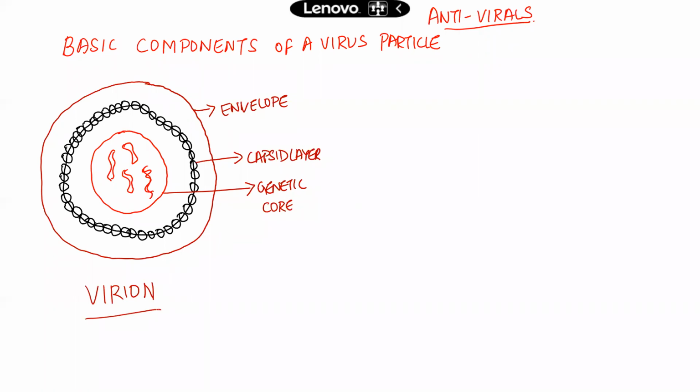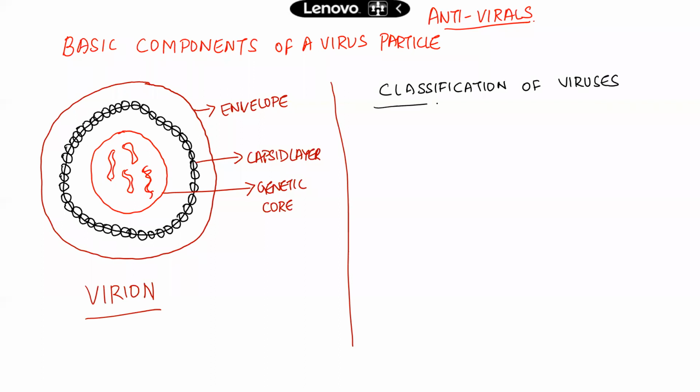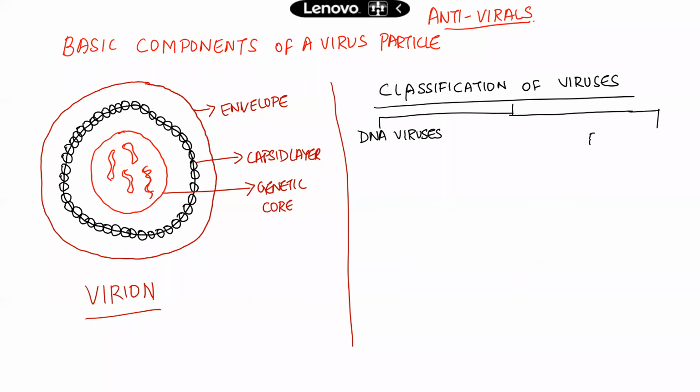Right? Now next, the important thing that you have to see is the classification of viruses. How are the viruses classified? If you have completed your virology in your microbiology, you might actually know this. But I'm going to briefly summarize the different types of viruses that you will be studying. They are classified depending upon what type of genetic material they have, and rightly so, they are divided into DNA viruses and RNA viruses.